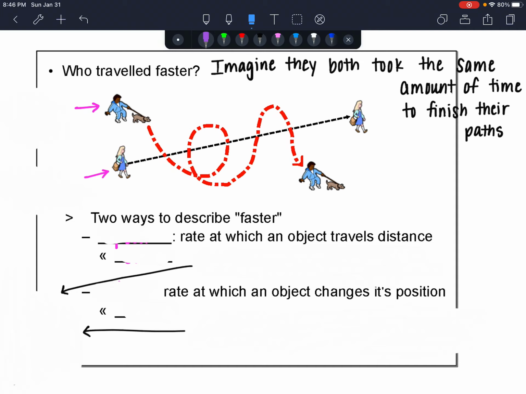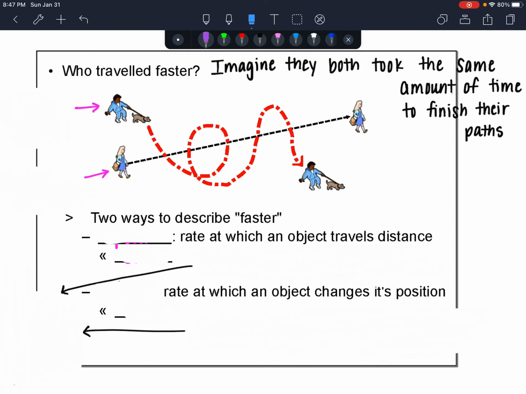My question that I want you to think about for the next couple of moments is who would have to travel faster for them to start at the same time and then stop at the same time? Okay, so hopefully you're having some sort of idea of who might have to travel faster.